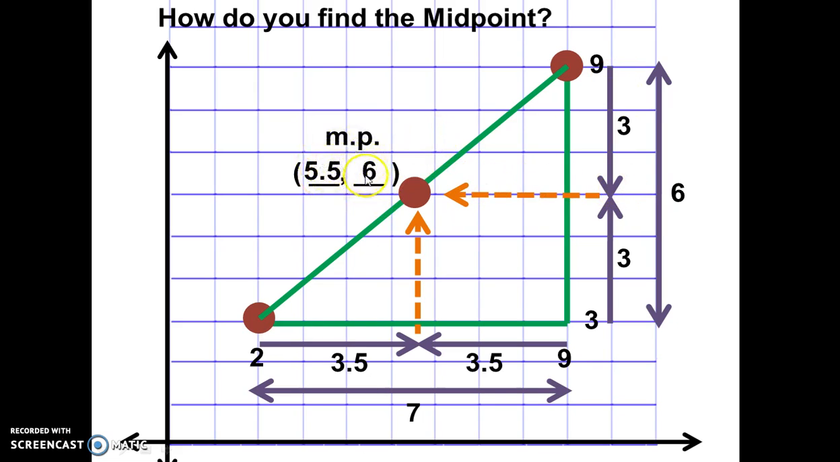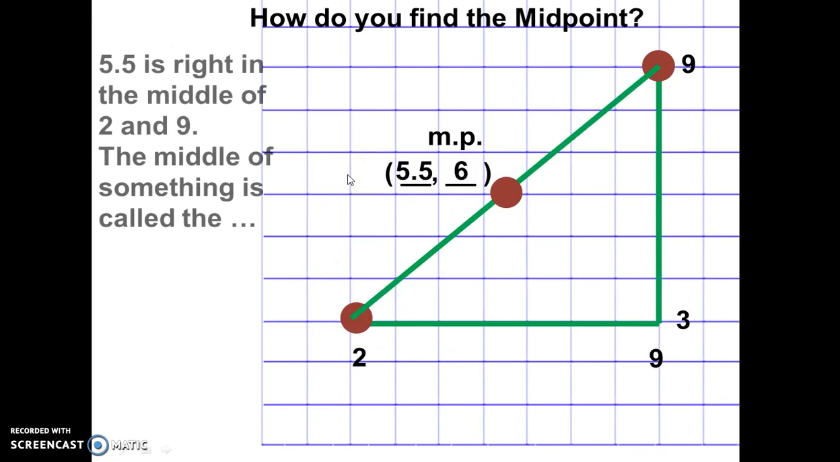So there's our midpoint. Now, how do you create a formula out of that? Well, let's think about it. 5.5 is right in the middle of 2 and 9. And the middle is something called the average. So if we want to find the middle of 2 and 9, because that's where the x value is going to be, it's an average. The middle of anything is an average.